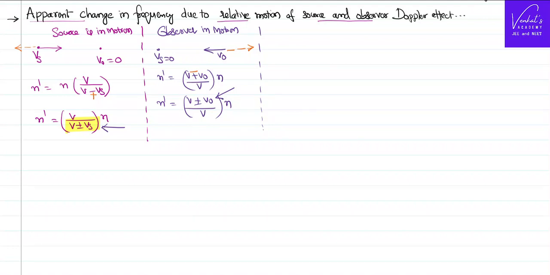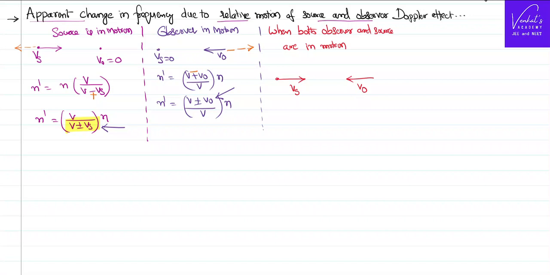Now we would like to derive a case when both the observer and source are in motion. Let us write a possible equation for that. Imagine the source is moving towards the observer. The observer is also moving towards the source.